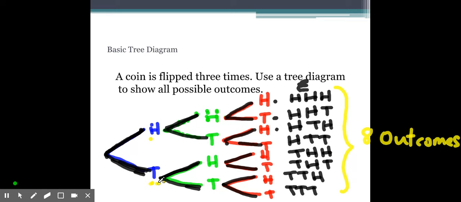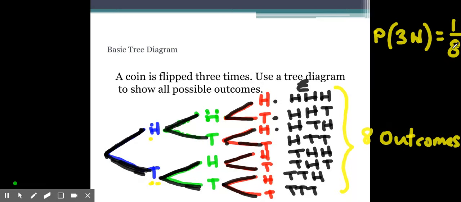In order to find out the probability of any one outcome in an equally likely tree, so for example, the probability of getting 3 heads, well, we look at all the possible outcomes and we say, oh, look, we only have one outcome that has 3 heads out of 8.